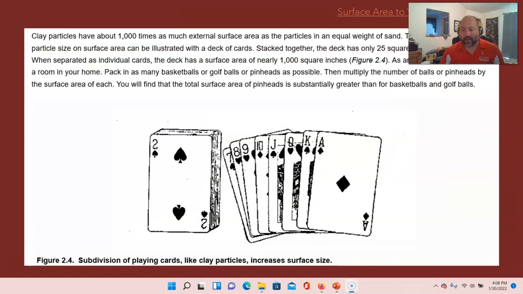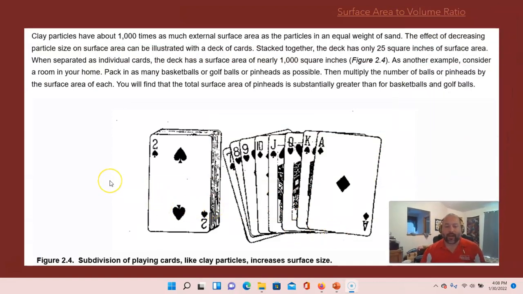So I'll move myself down here. Now if you say to yourself, I don't understand, it doesn't make sense, the whole idea of surface area, try and think about it this way. Clay particles have about 1,000 times as much external surface area as the particles in an equal weight of sand. The effect of decreasing particle size on surface area can be illustrated with a deck of cards. Stacked together, this deck of cards only has 25 inches of surface area. But when you separate it into individual cards, the deck has a surface area of nearly 1,000 square inches.